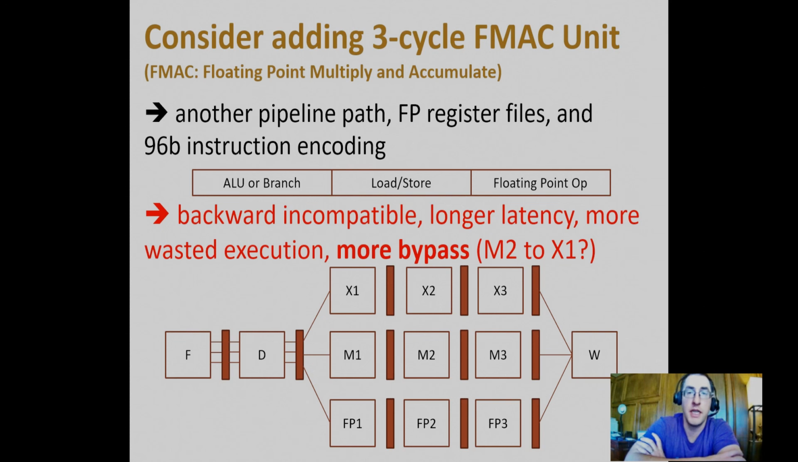So our machine is no longer backward compatible. Pretty hard to make a backward compatible machine when you add a floating point instruction to the instruction set in general. We're going to have to add a floating point register file for our floating point operation. That's fine. It'll be helpful if we do a lot of floating point operations.